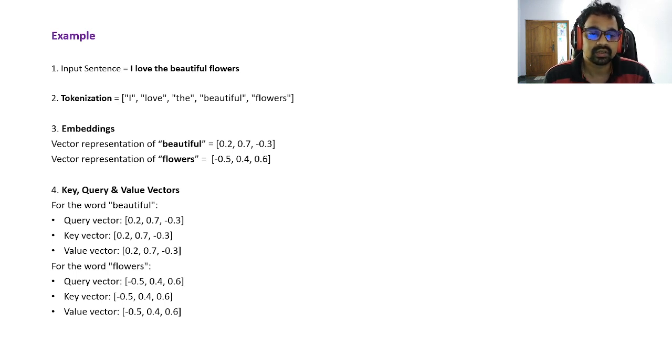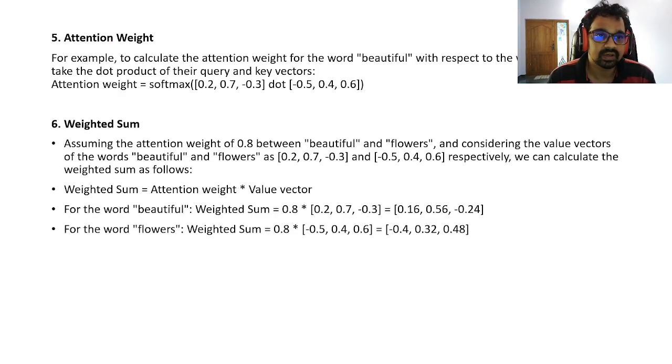The vector representation of beautiful is 0.2, 0.7, minus 0.3, and the vector representation of flowers is minus 0.5, 0.4, 0.6. Just for our understanding, this is a three-dimensional vector. From each of these embeddings, we have to derive a query vector, key vector, and value vector for each individual element. Hence, for the word beautiful we have three vectors, and for flowers we have three vectors. Now we will calculate the attention weight.